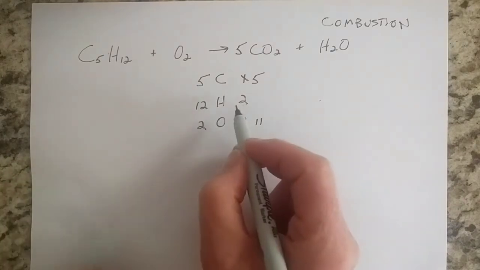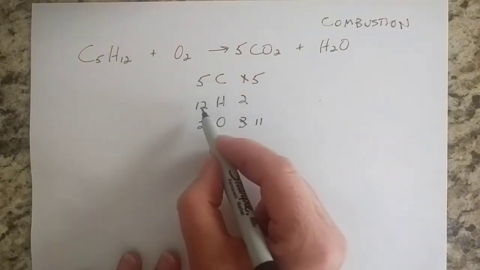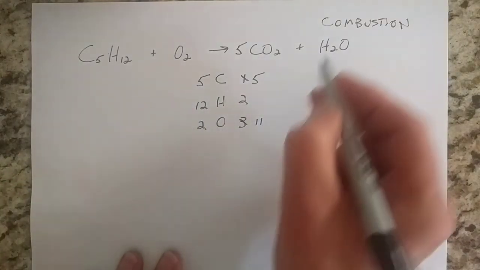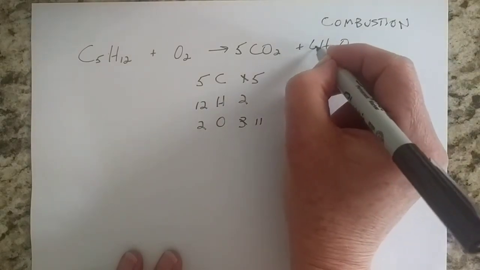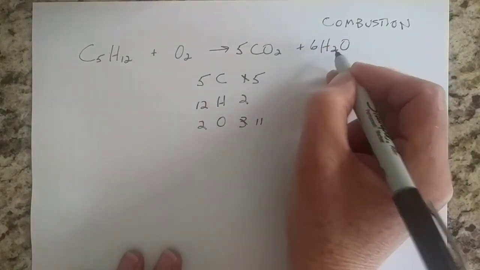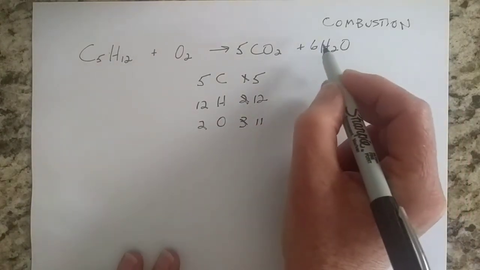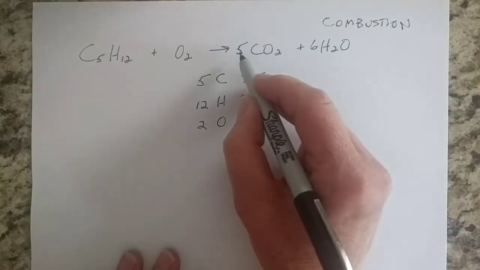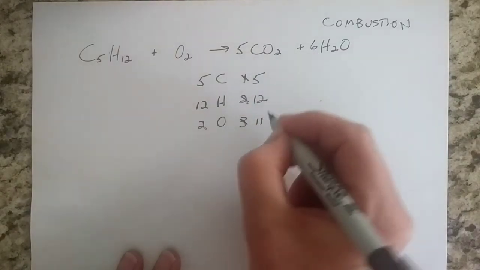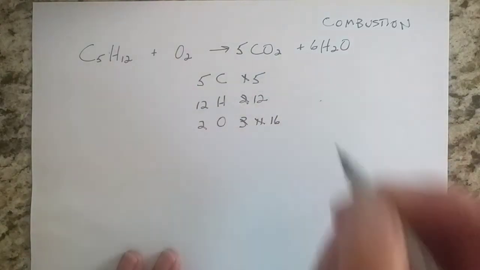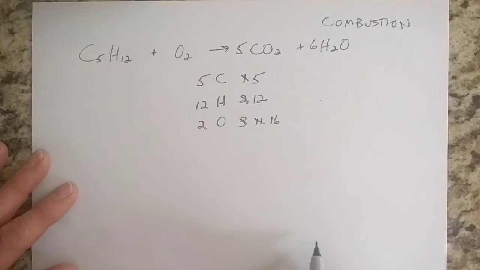Now we're going to move on to the hydrogen. So we have 12 over here, we need 12. So to get 12, we're going to put in a coefficient of 6. 6 times 2 is 12. And now we have to update our oxygen. So we have 6 plus 10 gives us a total of 16 oxygens on the right.